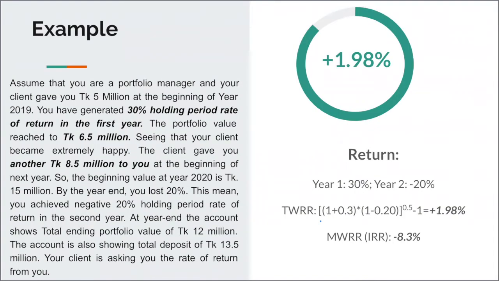Assume that you are a portfolio manager and you have a single client. Your client invested 5 million with you at the beginning of 2019. You have generated a 30% holding period rate of return in the 2019 year, so your portfolio value went from 5 million to 6.5 million. Your client becomes extremely happy.